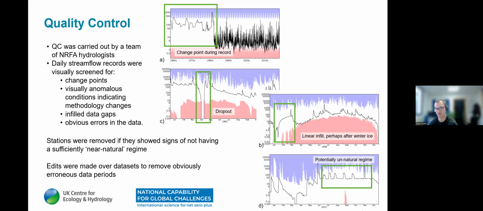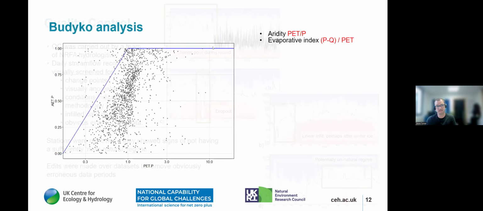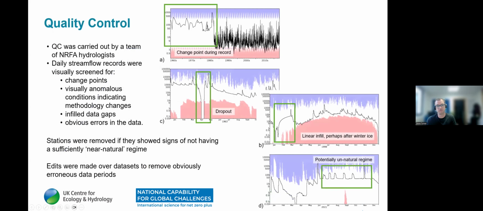But where there were some examples like this one at the top, we just edited the data series. So we removed this first section and kept the second half of the data. Or in this dropout, we just removed a section of the data and had it as missing data instead. And we made about 300 or so edits to the data that had been submitted. And when I say edits, I mean just removing a period of data. We weren't changing flow values or anything like that.